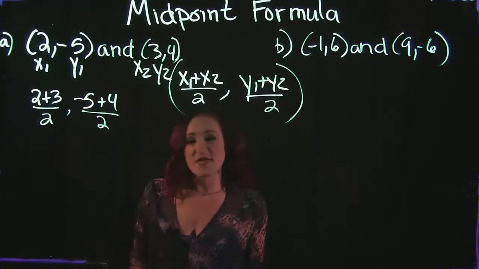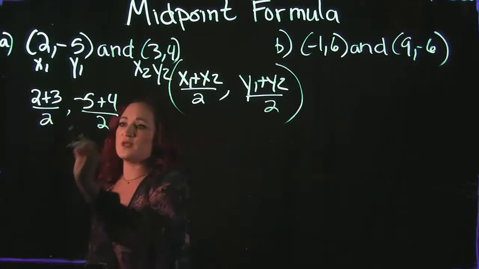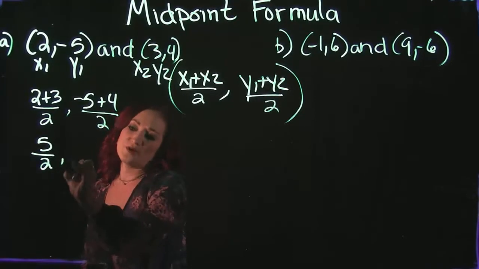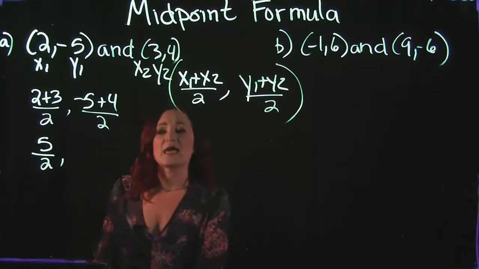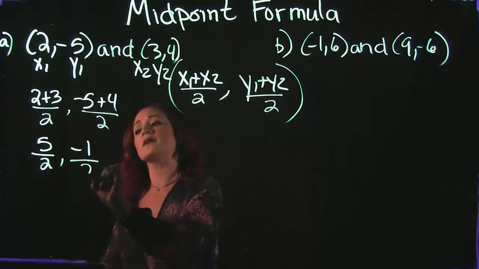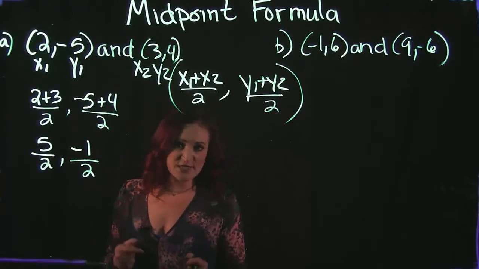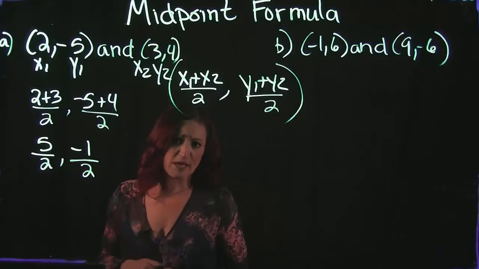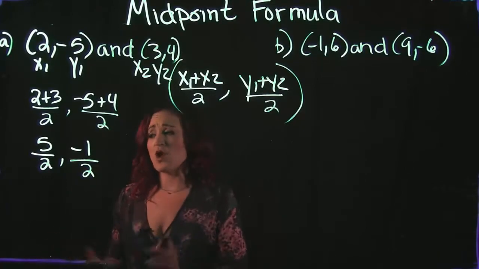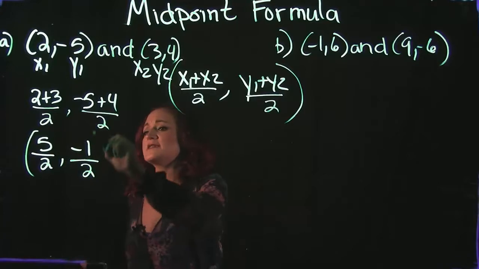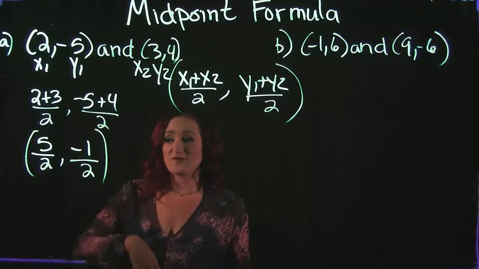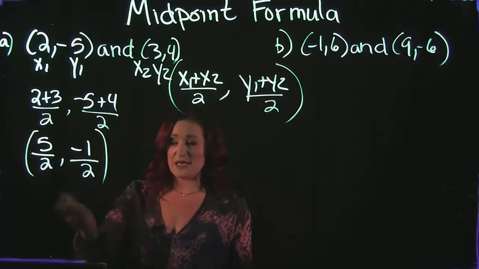Going ahead and taking care of that addition in the numerator, so 2 plus 3 is a 5. Put that over the 2. Negative 5 plus 4 is a negative 1. Also put that over the 2. Check to see if your fractions can be simplified. Sometimes they will be able to be simplified, sometimes they will not. In this particular case, neither one of these fractions does simplify, so this is our midpoint here.